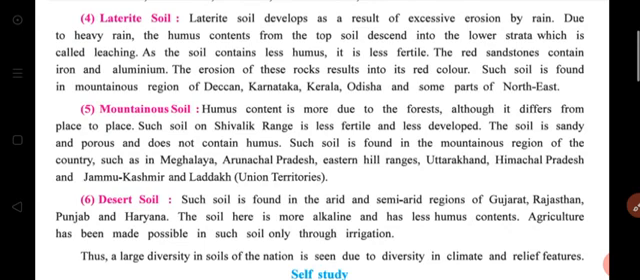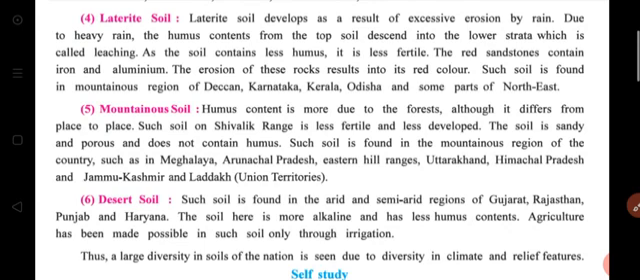Okay. The humus content from the top soil descends into the lower strata, which is called leaching. Please underline. This type of soil contains less humus. That's why it is less fertile. And the red sandstone contains iron and aluminum. The erosion of this rock results in its red color. So it is found in mountainous regions like Karnataka, Kerala, Odisha and also some parts of the northeast.